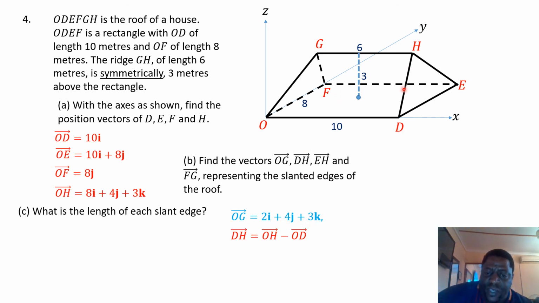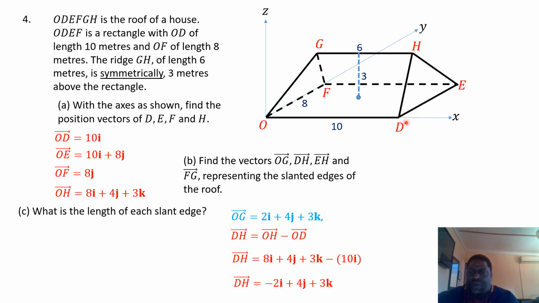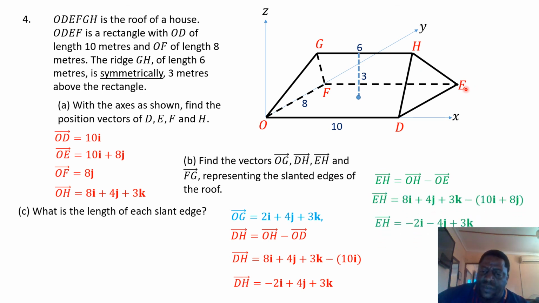In order for us to find DH, it is OH minus OD. Well, we get DH and we clean it up, we get minus 2i plus 4j plus 3k, because it's due to H, so you can imagine the direction, 2i. And then if you look at EH, E to H, you have OH minus OE. When you clean this up, you get that value there, minus 2i minus 4j plus 3k. So you use that position vector format in order to be able to determine.